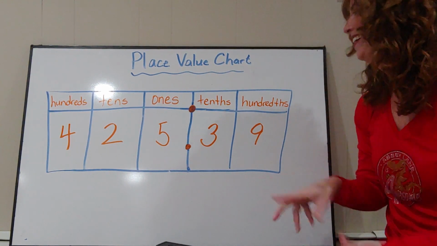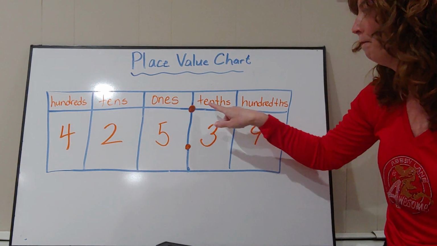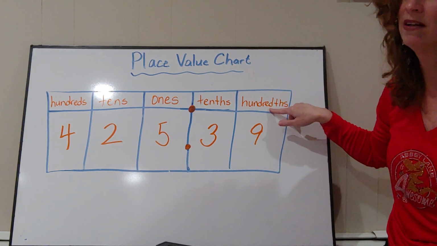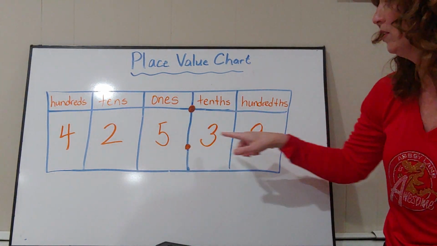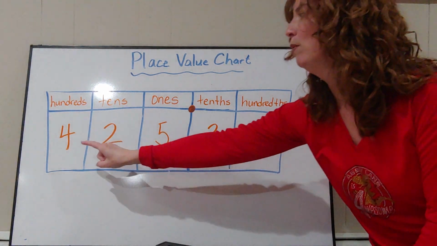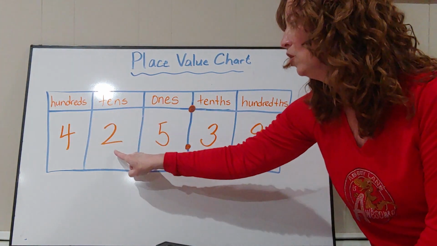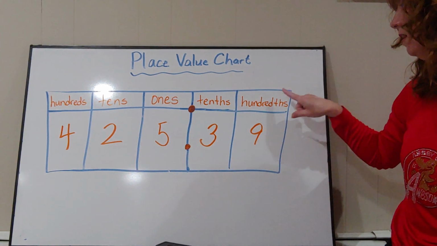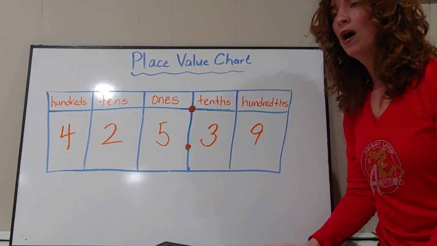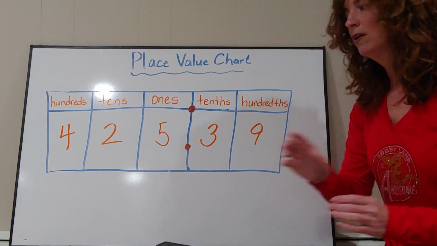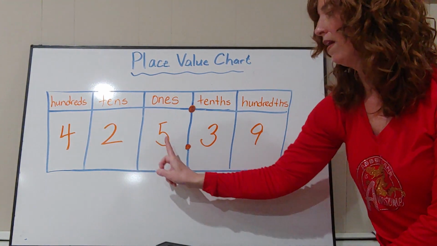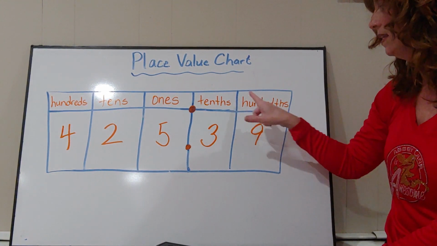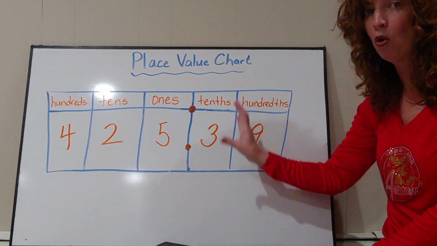Very exciting. So we have our decimal point here. We have the tenths column, and we have the hundredths column. So if we were to say this number out loud, it would be 425 and 39 hundredths. Now, I like to compare decimals with money. So this would be $425.39.